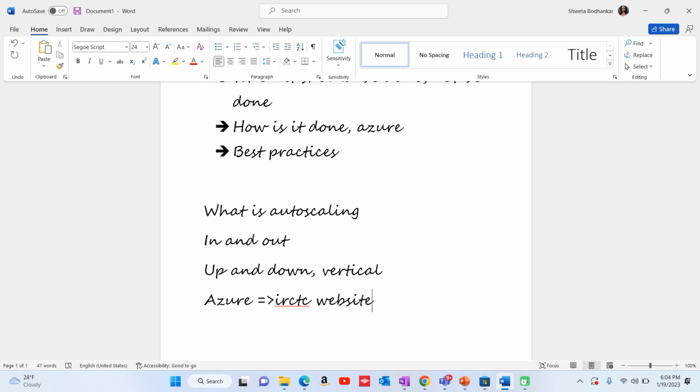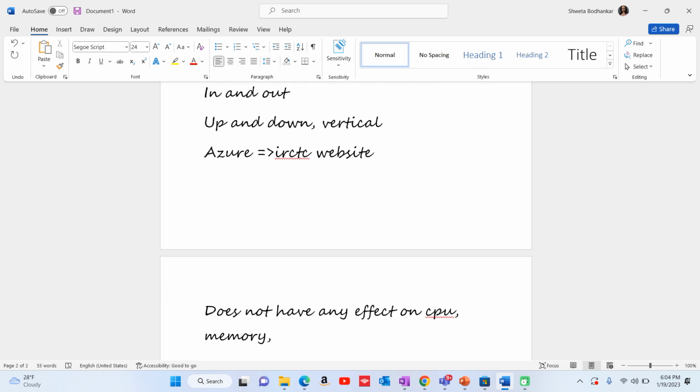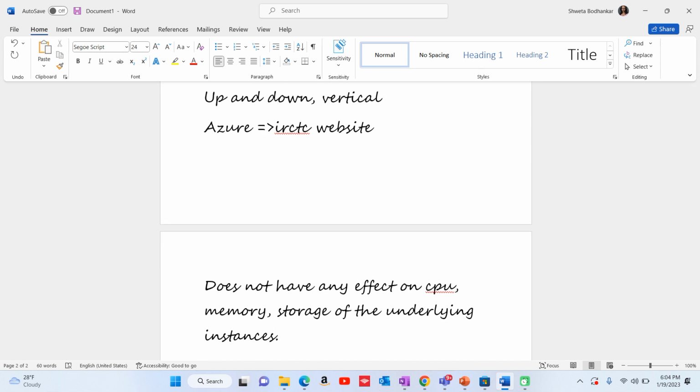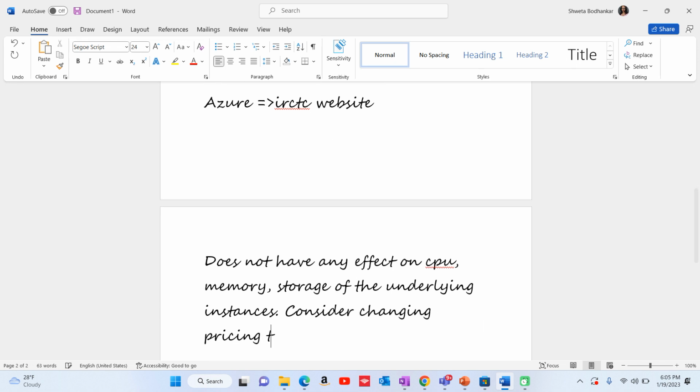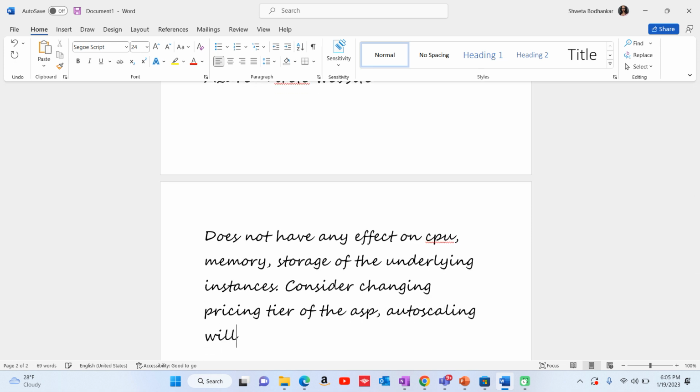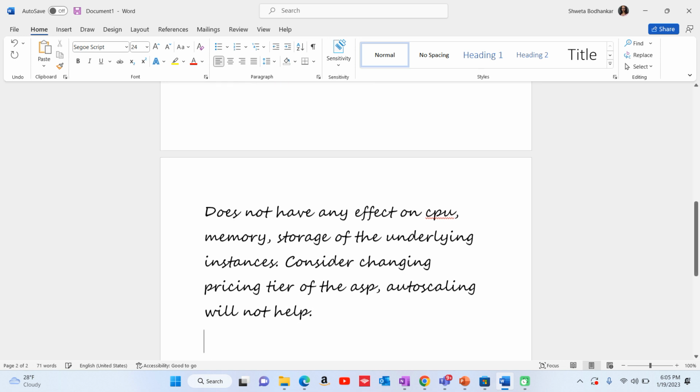But kindly remember again that auto scaling does not have any effect on the CPU or memory or storage of the underlying instances. If you really want a better CPU and memory, we need to consider increasing or changing the pricing tier of the ASP. Auto scaling will not help here. Okay, so I hope that point is clear.